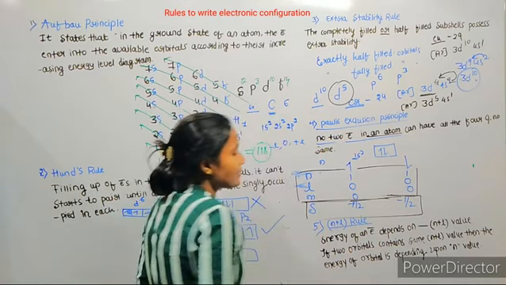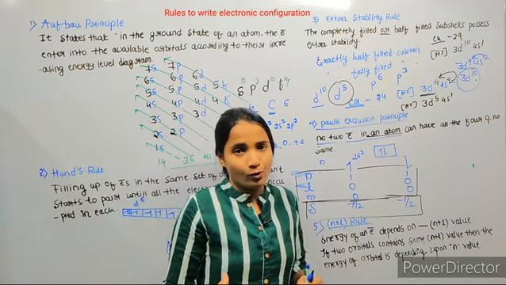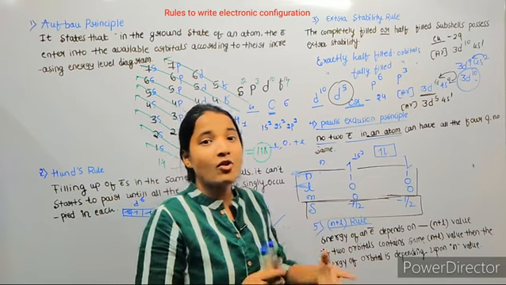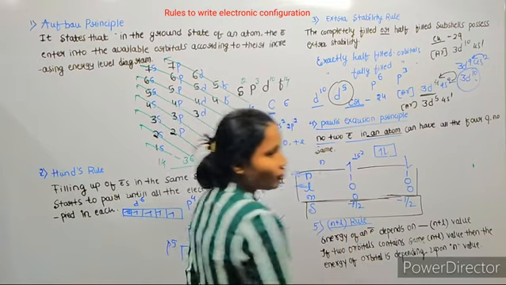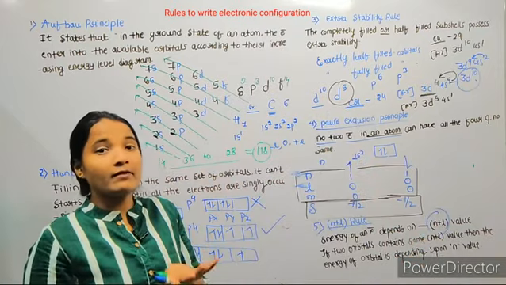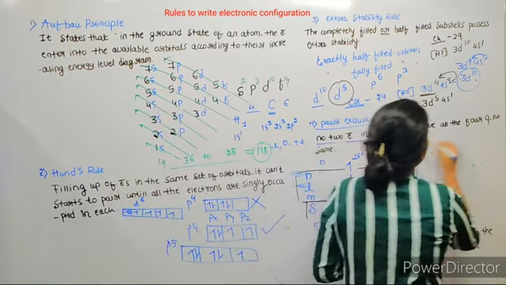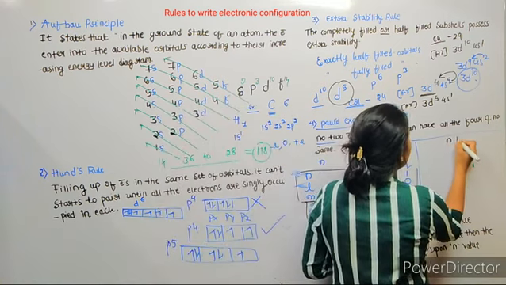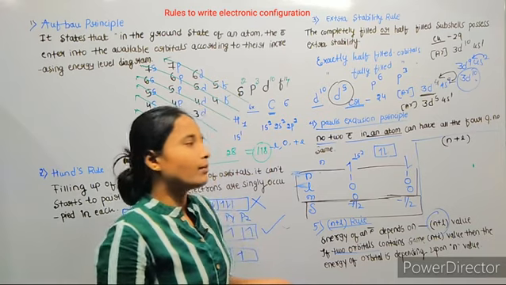Next one is the last rule, that is the n plus l rule. Dear students, we have to use this rule to predict the energies of the different types of orbitals. The energy of an orbital depends upon the n plus l value. Here n is the principal quantum number and l is the azimuthal quantum number.